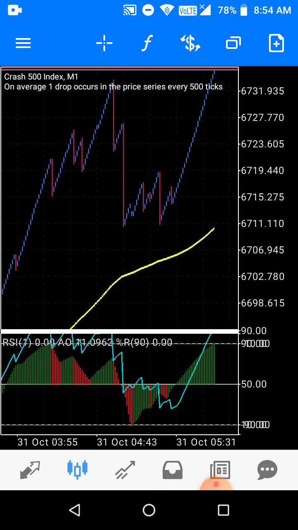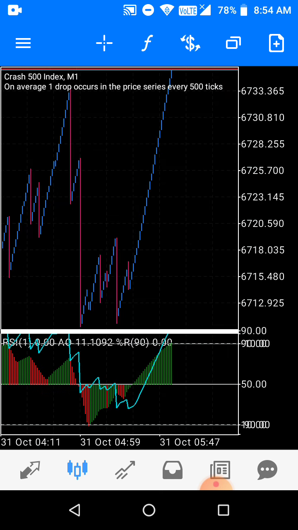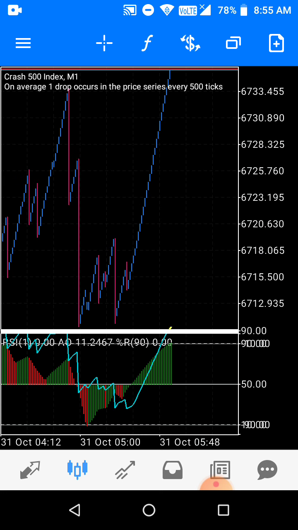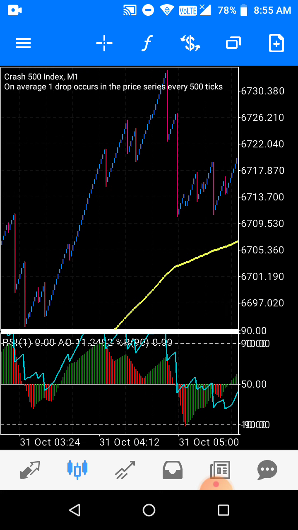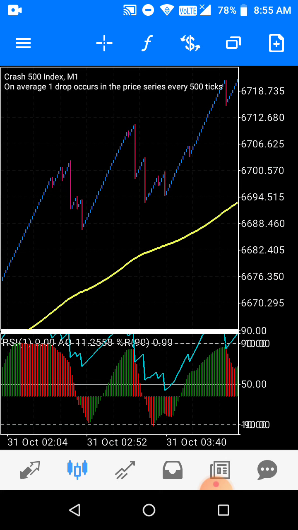So let's see how this strategy works. We're going to be using the awesome oscillator and the Williams percentage range, and this is how it works. Let's see, there isn't any signal at the moment, so let's backtest it.